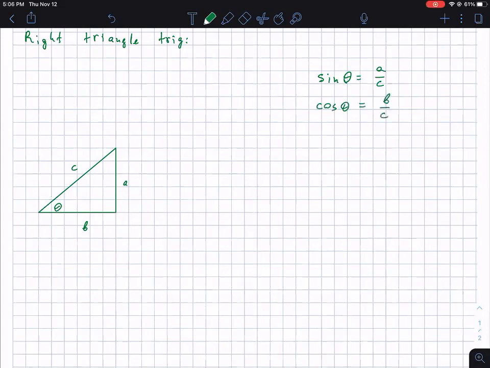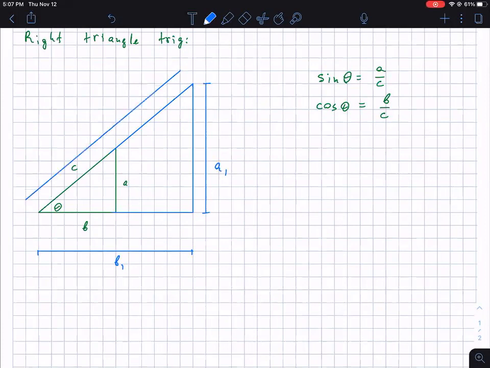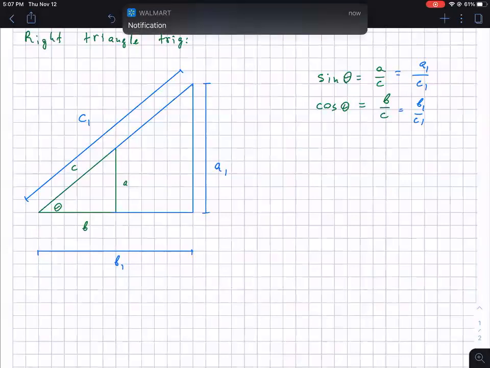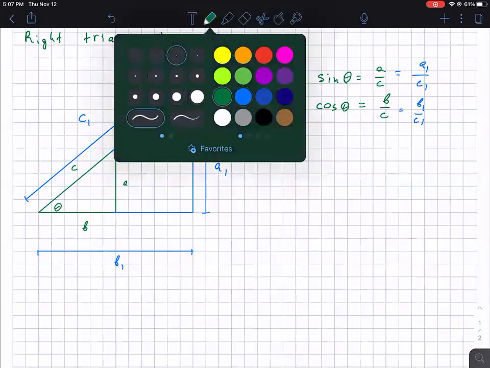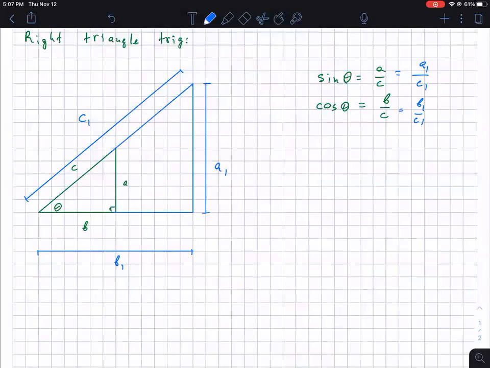Now notice that this is completely independent of the triangle that you choose, because we're talking about ratios here. If you have a different triangle, and let's say this length is B1, this length is A1, and this length is C1, the ratios are going to be the same: A1 over C1, B1 over C1. So no matter what right triangle you form, the ratios are always going to be the same.